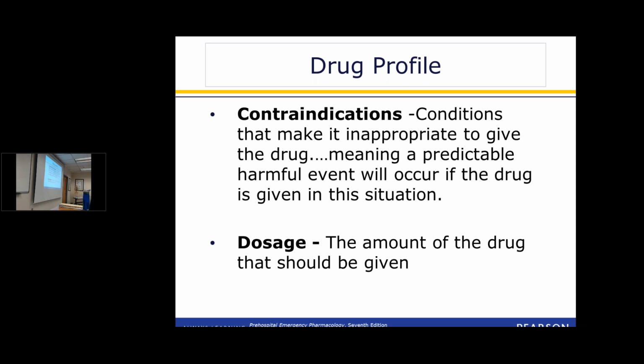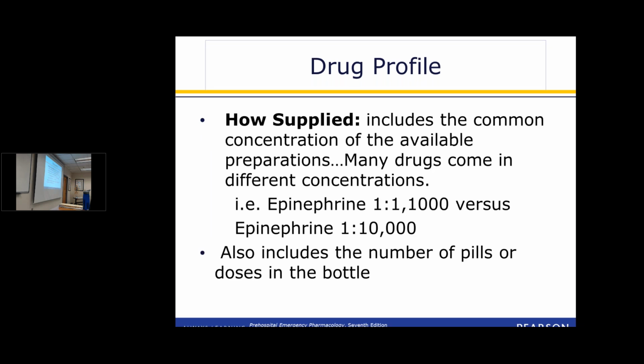Make sense? Okay. How supplied includes the common concentrations of the available preparations. Many drugs come in different concentrations. For example, you have epinephrine in a pre-fill, you have it in an ampule, you have it in an auto-injector, you have it in a multi-dose type thing. So there are a number of different forms depending on what you're doing and how you're going to use it.